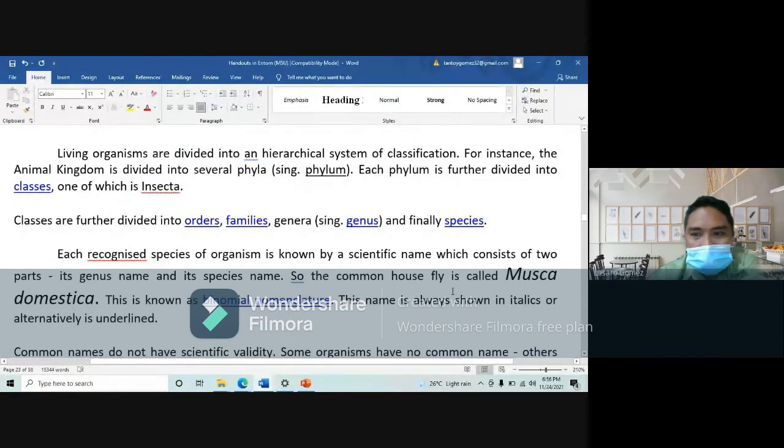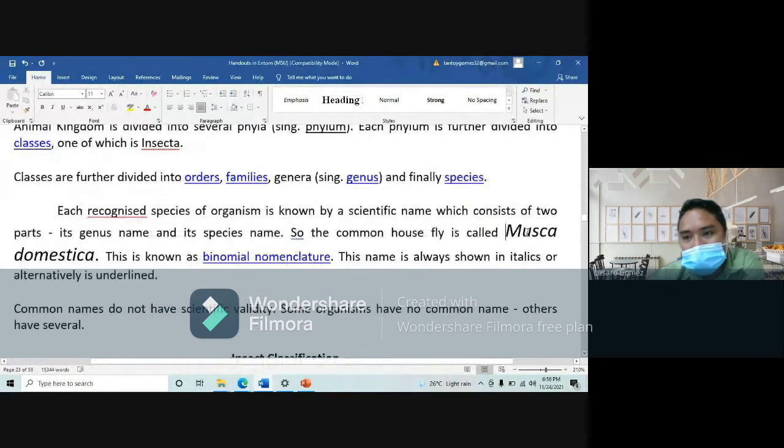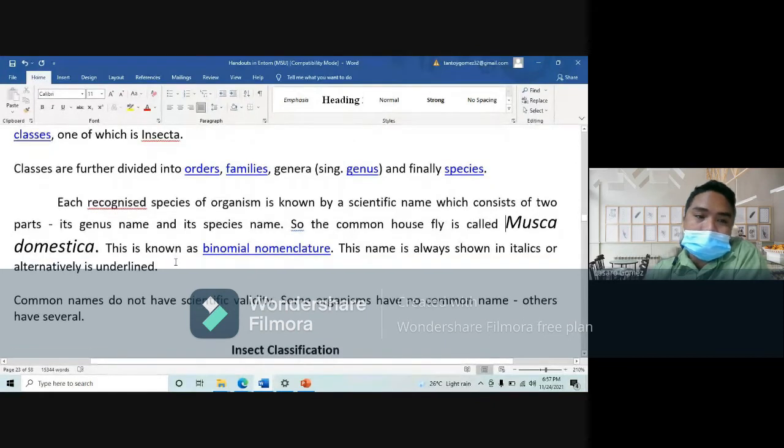Musca domestica. The first letter is capital followed by small letters. So even the species name should be written in small letter. Take note, in writing a scientific name, the first letter of its genus name should be written in capital, followed by small letters, as well as its species name. That's the rule on how we give names to our insects, plants or animals in giving scientific names.